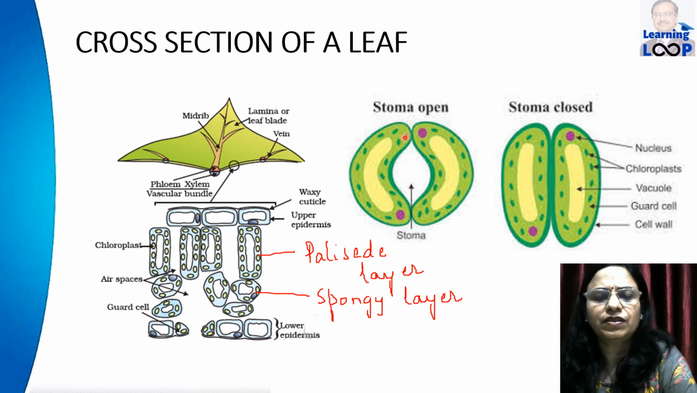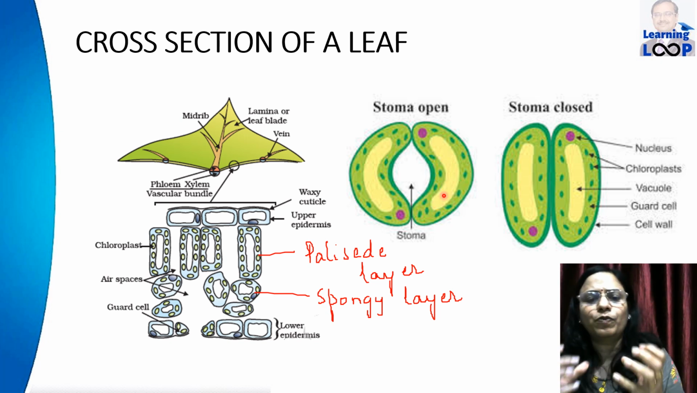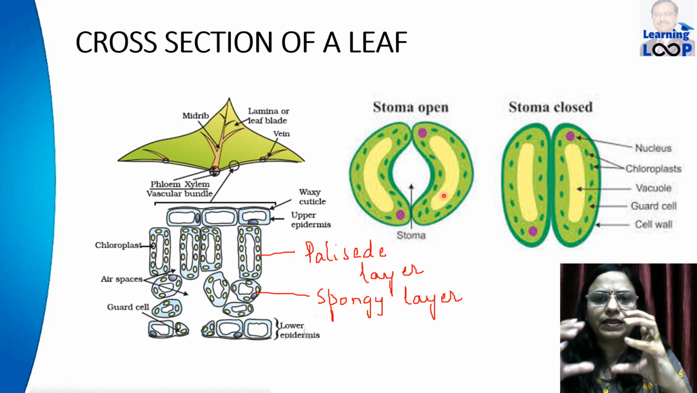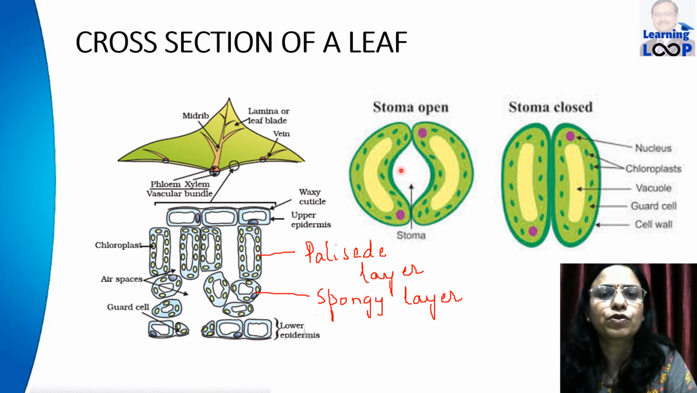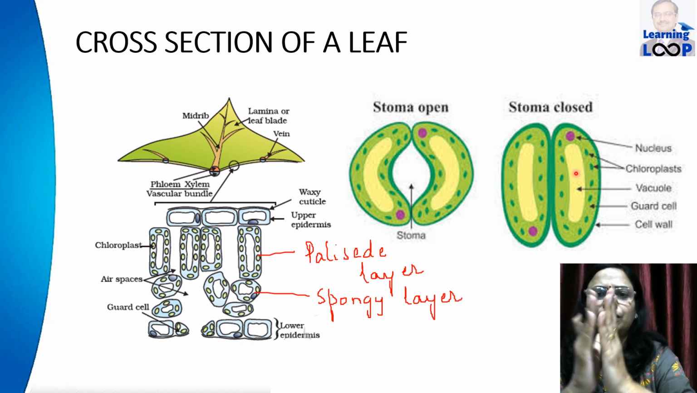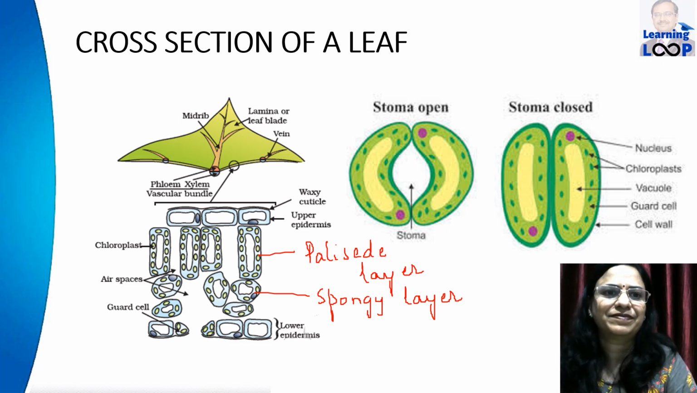Now whenever the stomatal pore needs to open, the guard cells, these are the guard cells which are kidney shaped, they absorb water and they get swelled up and they become turgid, due to which the stomatal pore opens up. And whenever the stomata has to close, these cells, they lose water and they become flaccid or loose or shriveled and the stomatal pore closes.